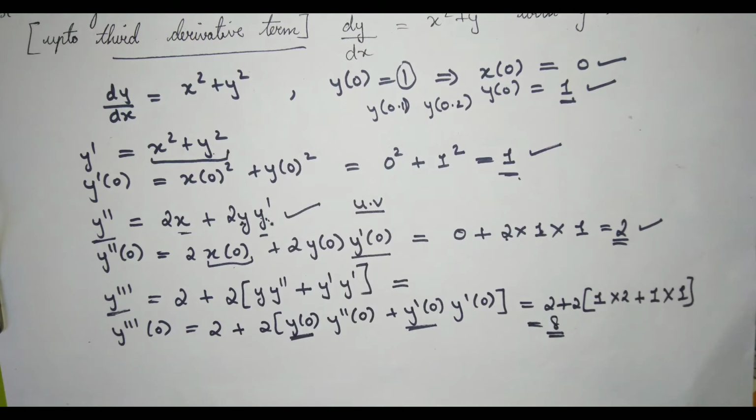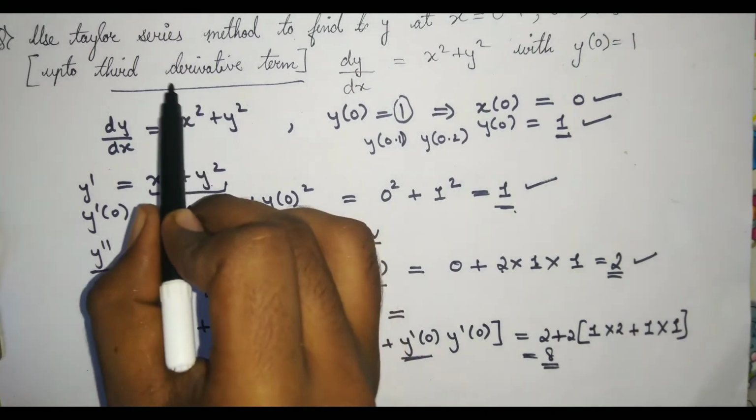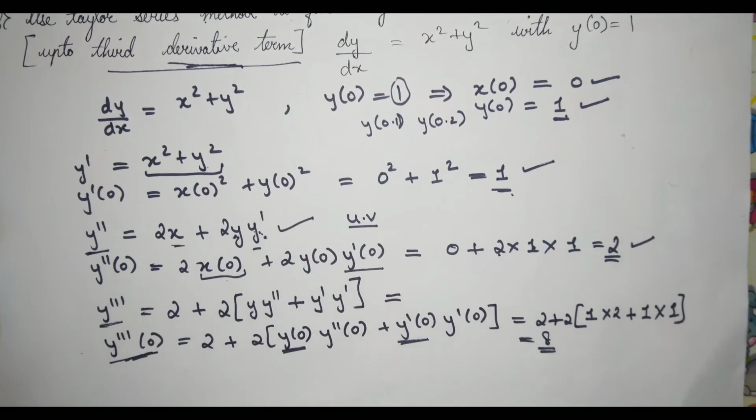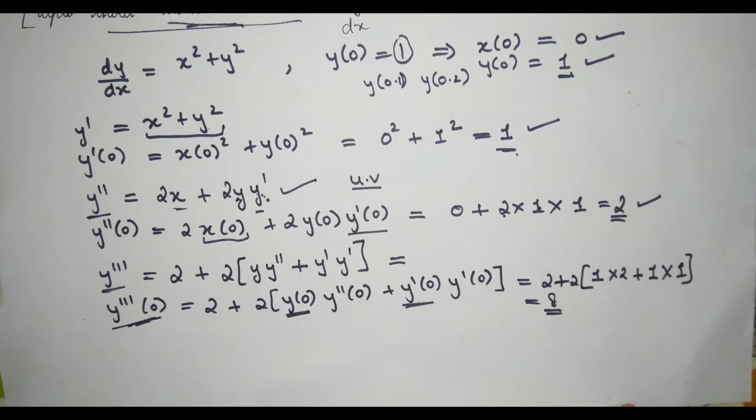So I got this value. Now the last and final step is that, in the question it was given that you have to go up to the third derivative. So I am stopping here, at the third derivative. If suppose in the question it is given that you have to go to the fourth derivative, then you have to proceed further and differentiate this term again.